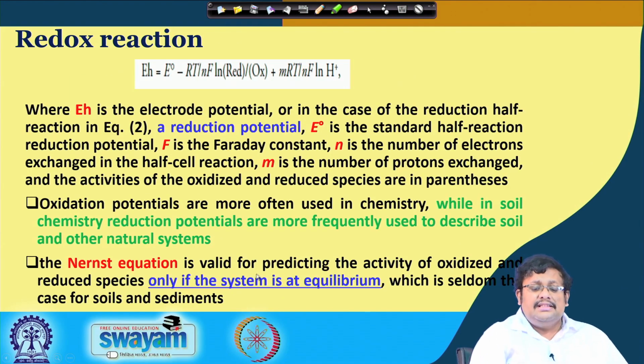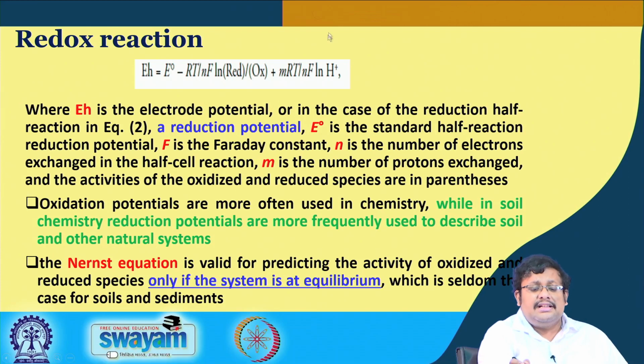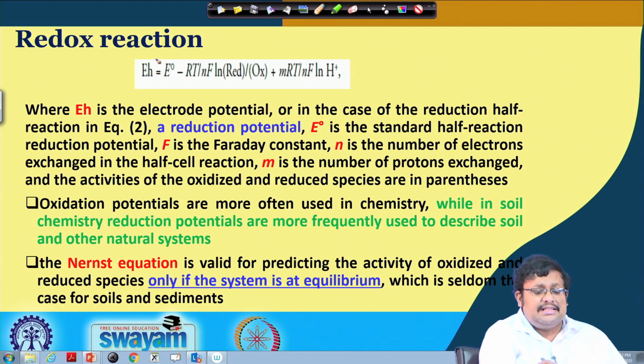So, again this is the Nernst equation. This Nernst equation says EH is the electrode potential, or in the case of the reduction half reaction in equation 2, this is EH, basically a reduction potential. E0 is the standard half reaction reduction potential, and F, which we are using here, is the Faraday constant.